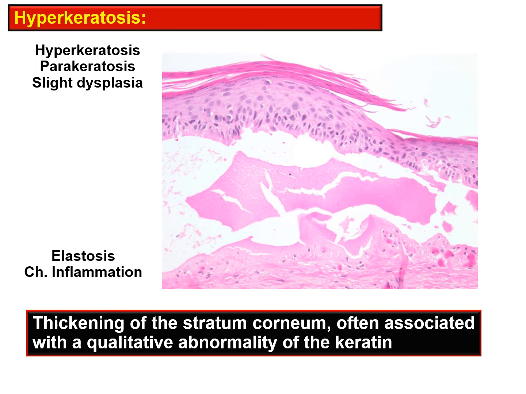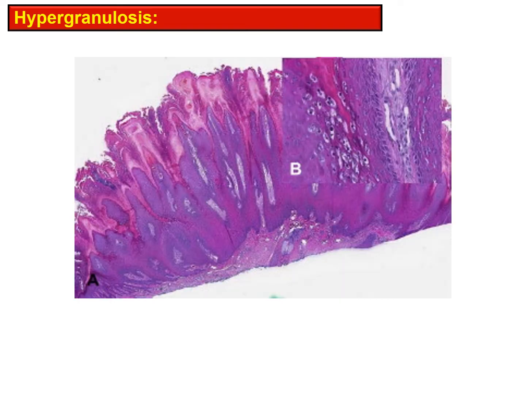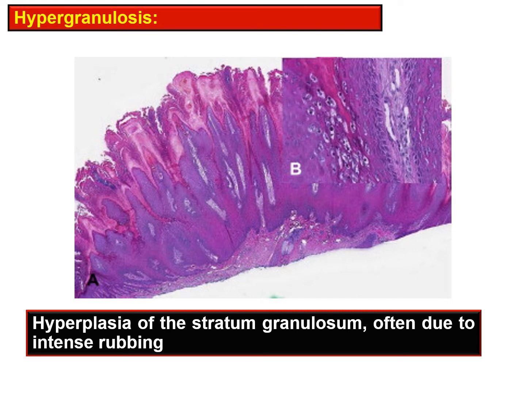This photomicrograph is showing hyperkeratosis, parakeratosis, and also there is slight dysplasia. What is parakeratosis? Parakeratosis is characterized by the retention of nuclei in the stratum corneum. The mucous membrane normally shows parakeratosis. Then hypergranulosis is hyperplasia of the stratum granulosum, and it is often due to intense rubbing.